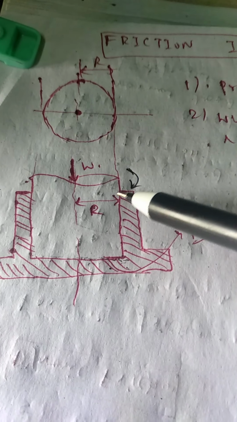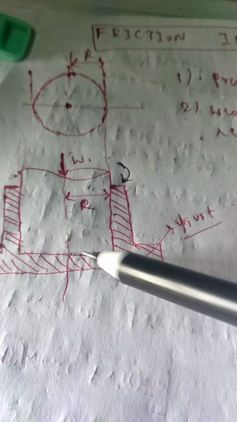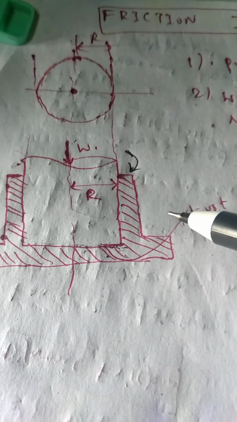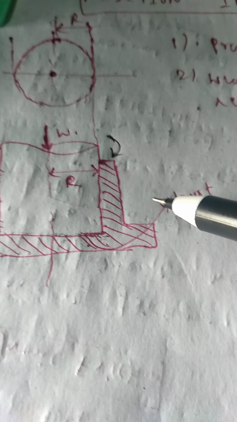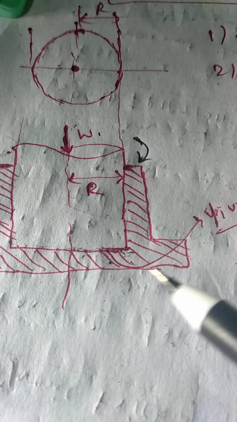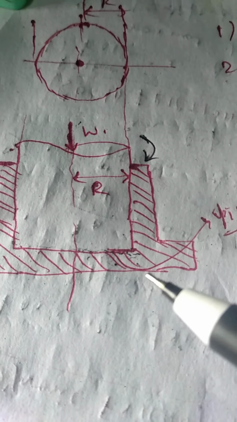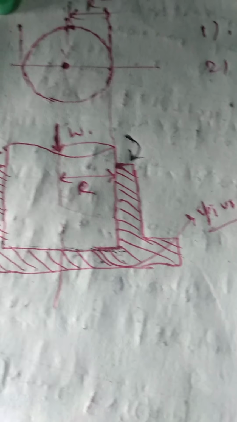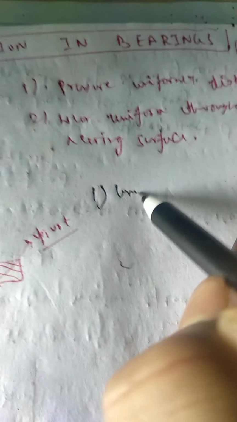Now there will be two different cases: when there is uniform pressure and when there is uniform wear. This uniform pressure is actually a very ideal case, and it does not happen in real life. Now we are considering this case. The first case is uniform pressure.